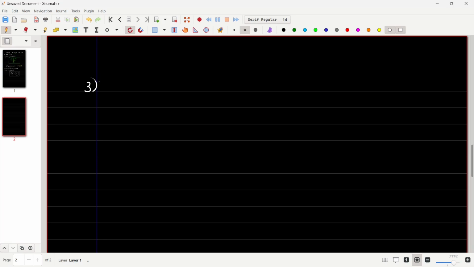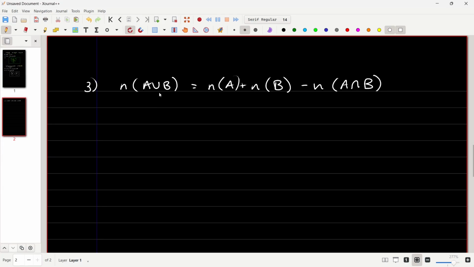So the first thing we want to do is recognize that the number of elements in A union B is equal to the number of elements in A plus the number of elements in B minus the number of elements in A intersect B. Or we can just simply say the cardinality of A union B is equal to the cardinality of A plus the cardinality of B minus the cardinality of A intersect B.